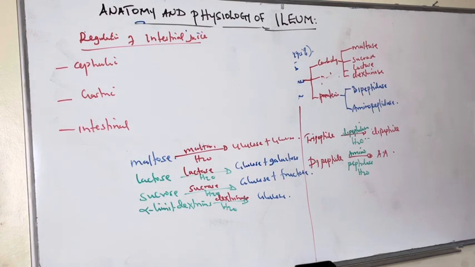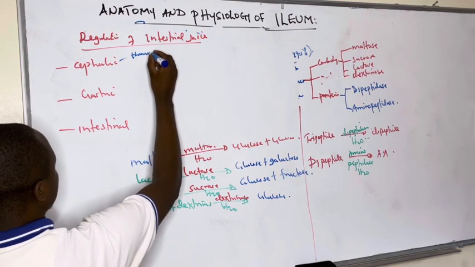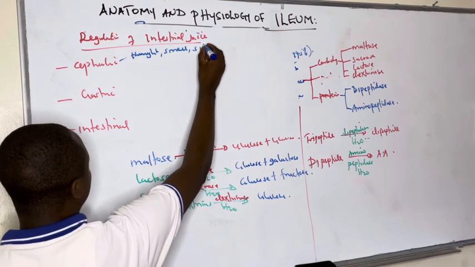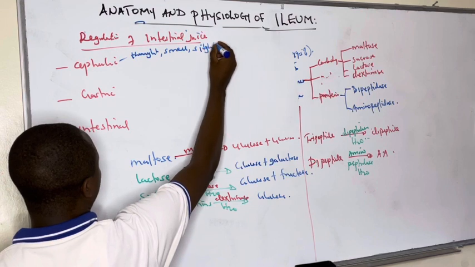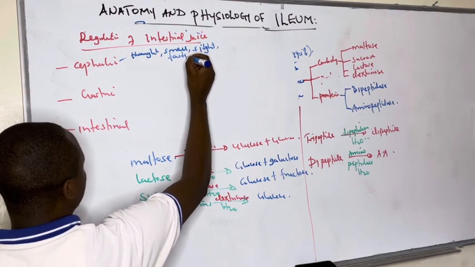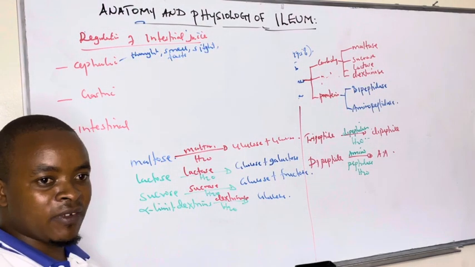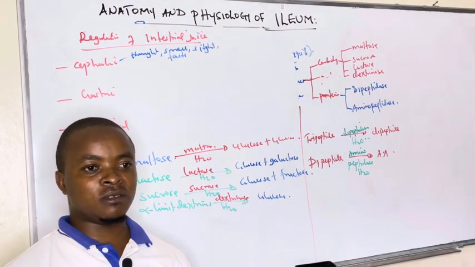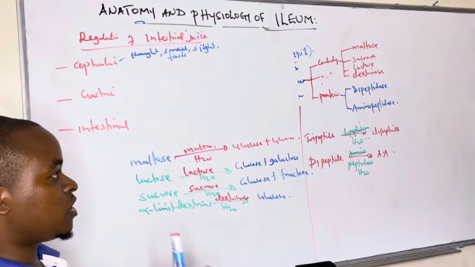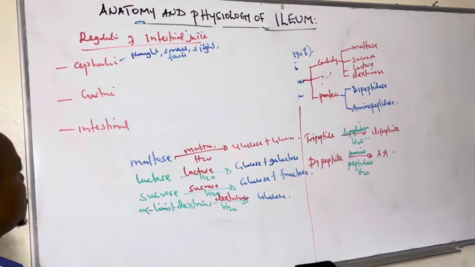Whereby the cephalic phase is triggered by smell, sight, when you see food, and taste, when you taste the food. This triggers the autonomic nervous system and the enteric nervous system to release acetylcholine, which stimulates production of secretions and movement, increasing GIT motility.